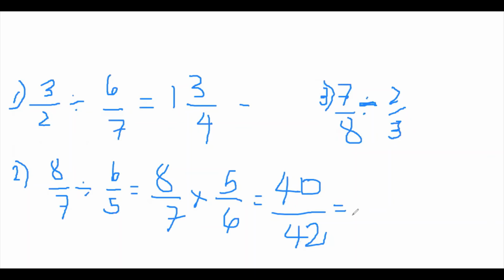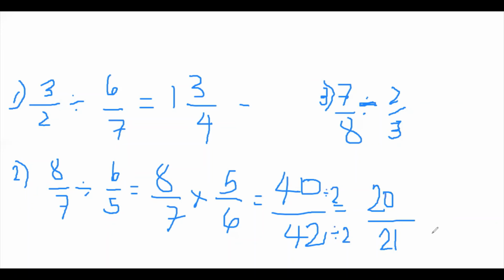So it's time for us to simplify our answer. The result is a proper fraction. There's nothing to do with the mixed number. So 40 over 42 can be divided by 2. Okay, they are divisible by 2. So 40 divided by 2 is 20. And 42 divided by 2 is how much? Okay, 42 divided by 2 is 21.